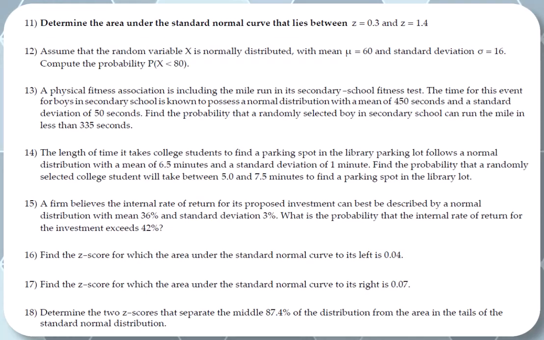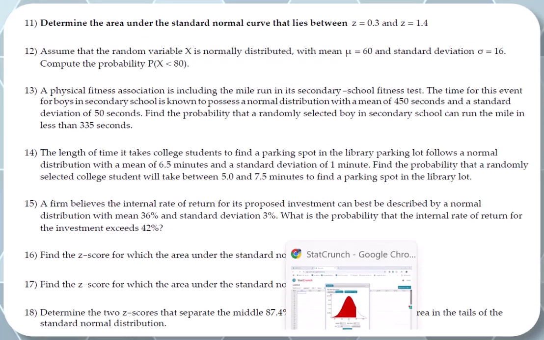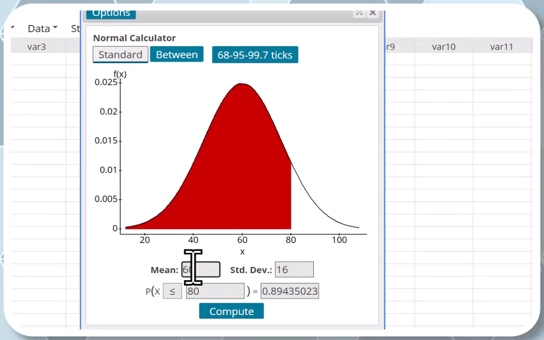Number 13, a physical fitness association includes the mile run in its secondary school fitness test. The time for this event for boys in secondary school is known to possess a normal distribution with a mean of 450 and a standard deviation of 50. What's the probability a randomly selected boy in secondary school can run the mile in less than 335?